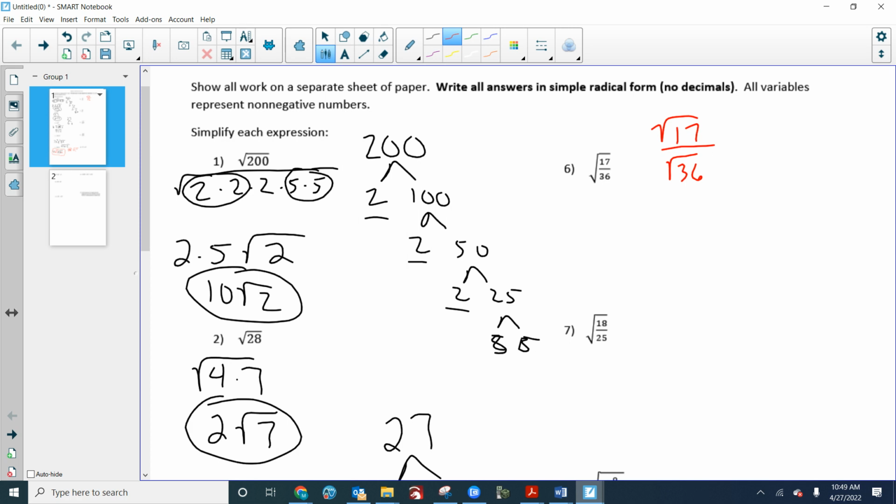Is there a perfect square that goes into 17? Well, the factor tree of 17 is 1 and 17. Can you break it down? Break it down. What's the square root of 36? 6.